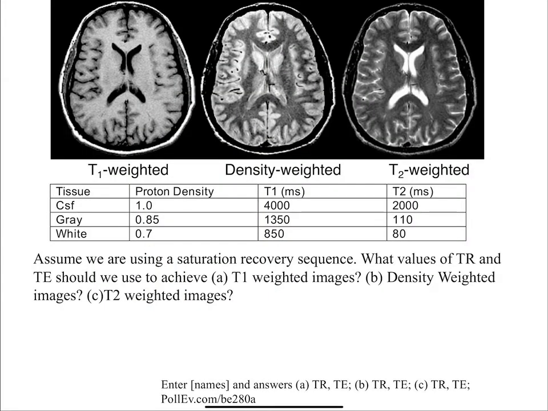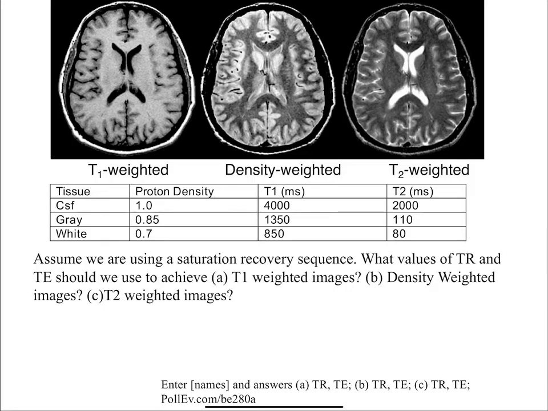Okay, so what we're going to do now is I'm just going to describe this problem and then we'll pick this up on Wednesday. This is the problem I'd like you to think about, and then we'll have you submit your answers at the beginning of class on Wednesday. So these are three images of the same brain. One is T1 weighted, one is density weighted, and one is T2 weighted. Okay? You're given the tissues are CSF, gray, and white.